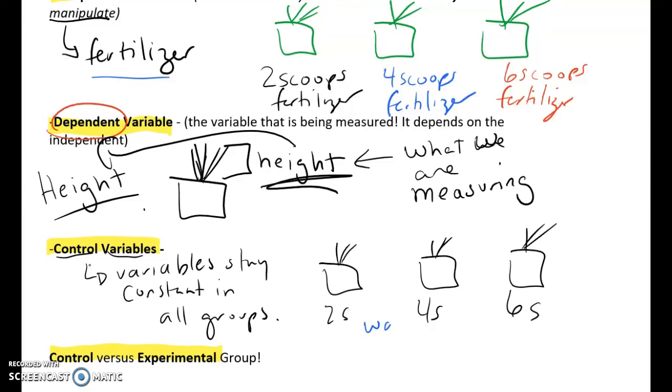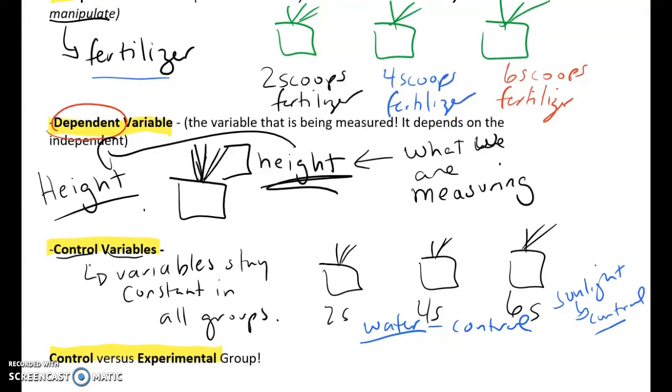So, for example, we're going to keep water the same. So water is a control variable in this experiment. We want to keep sunlight the same. That's going to be a control variable, okay? We want to keep our soil the same. That's going to be a control variable. There's always a lot of control variables, okay? So soil, water, sunlight, anything else that you can think of that's the same through all the groups will be our control variable.